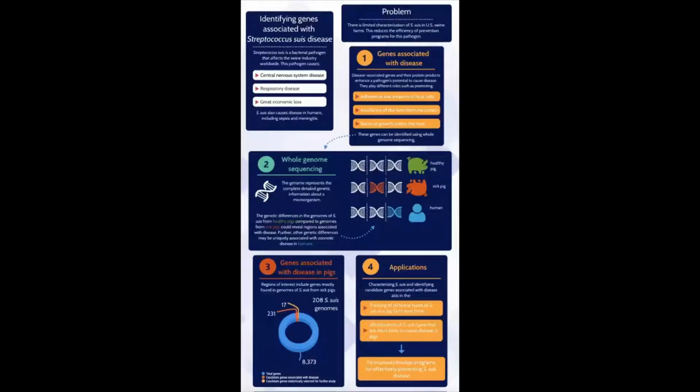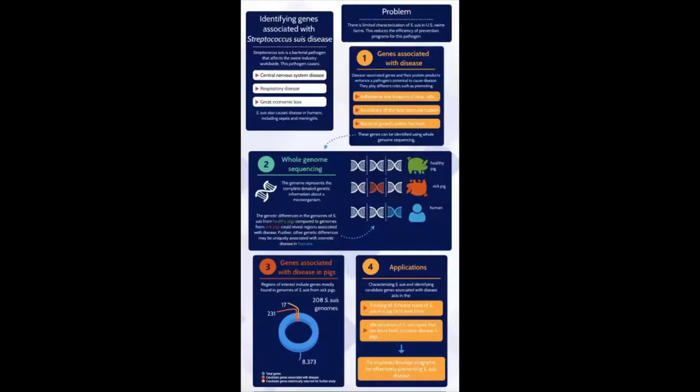What are disease-associated genes? Disease-associated genes and their protein products enhance a pathogen's potential to cause disease. They do this in a variety of ways, such as promoting adherence and invasion of host cells, avoidance of the host immune system, and bacterial growth within the host.